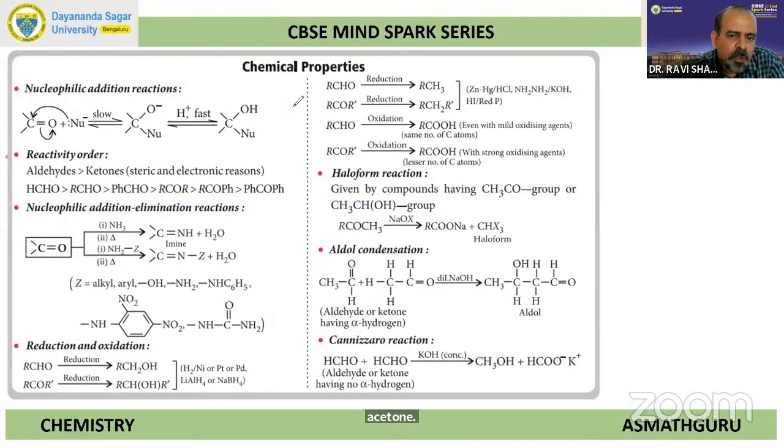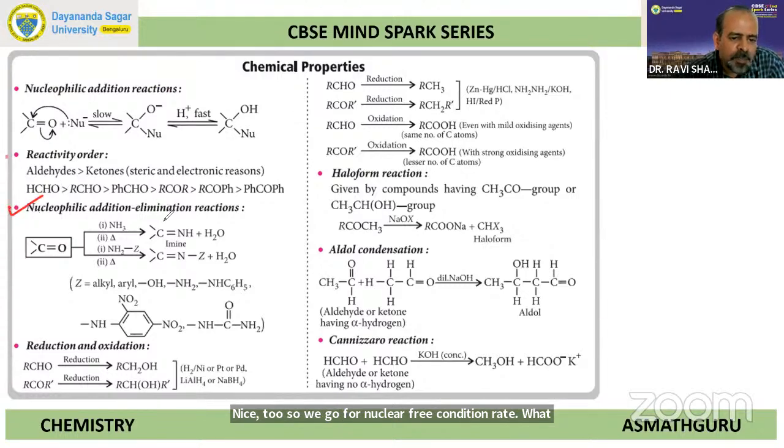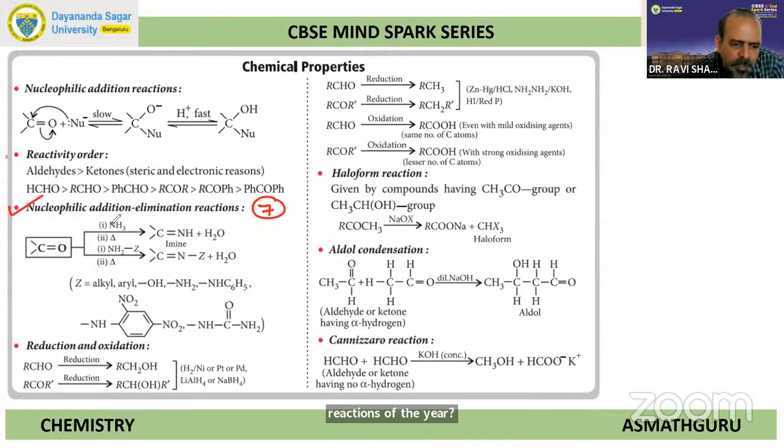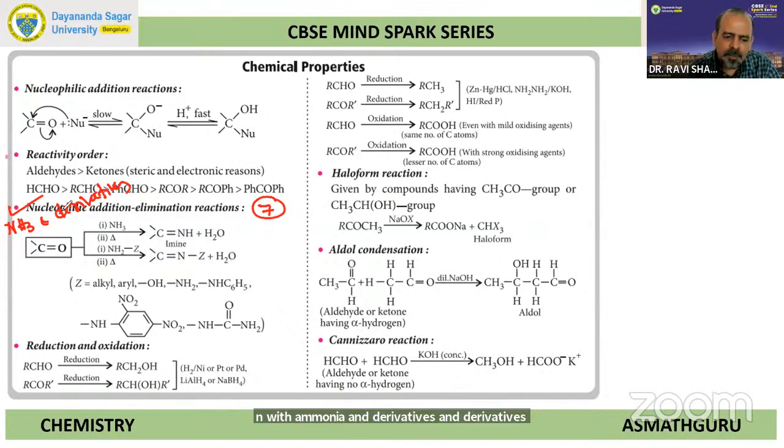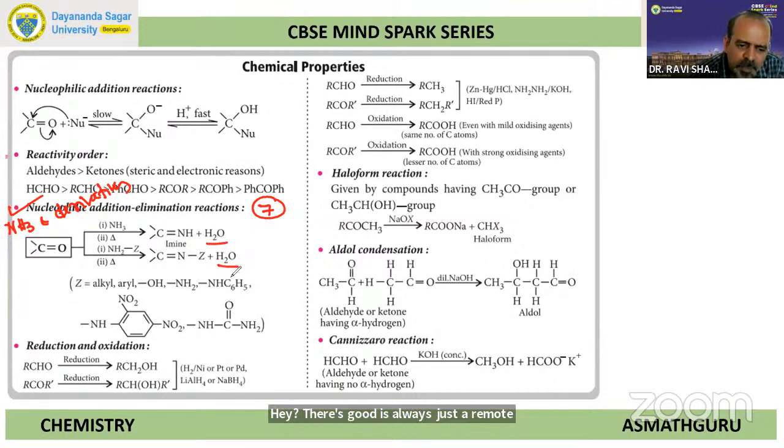Next, we go for the nucleophilic addition elimination reaction. What is it? How many reactions are there here? 7 reactions are there. Or you can also say reaction of ammonia and its derivatives. We call it reaction with ammonia and derivatives. And it's very simple. It is always just a removal of water. Say, for example, in ammonia, when you remove 2 hydrogen atoms, you get NH. So the compound is imine.